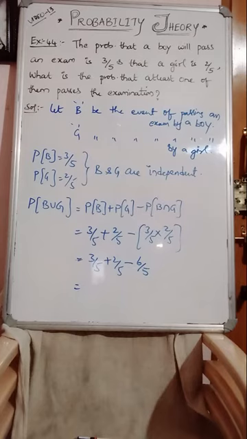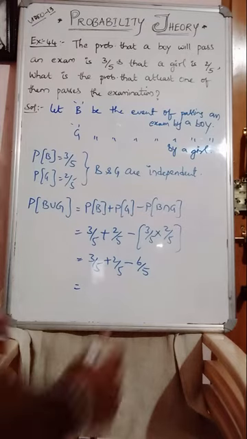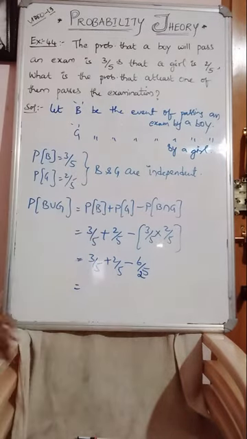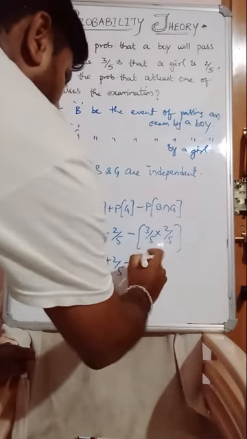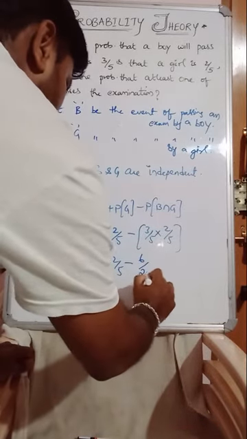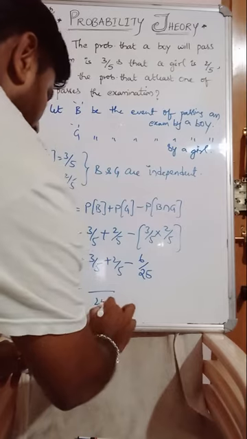Then what would be the LCM? LCM would become, this one is 6 by 25. Sorry. 3 by 5 into 2 by 5 is 6 by 25. So LCM will become 25.